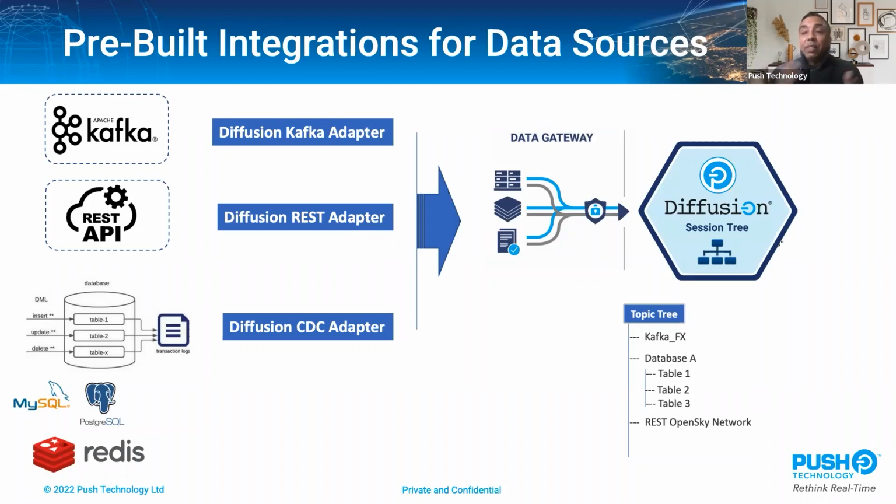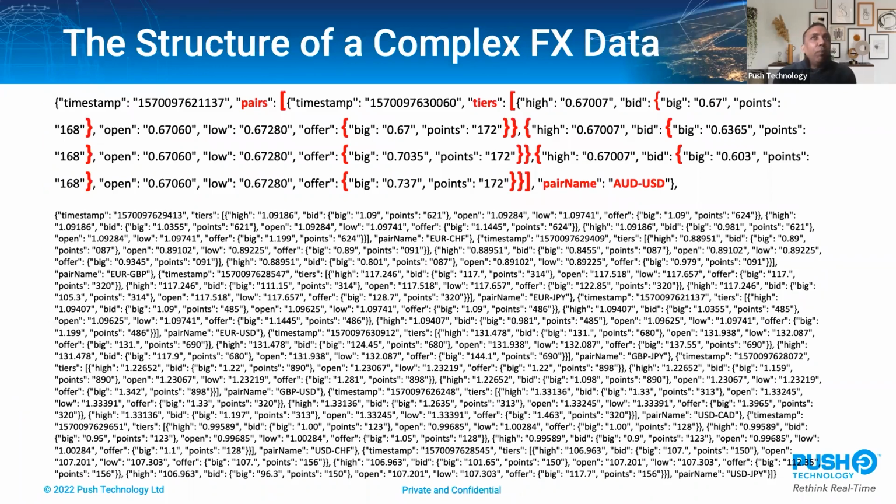But this is the first step. Then today we'll talk about all the data wrangling capabilities that we have. You can take this data and reorganize it with all the processing to make it available to all the subscribers in the way they need it. So let's take the structure of a complex FX data.